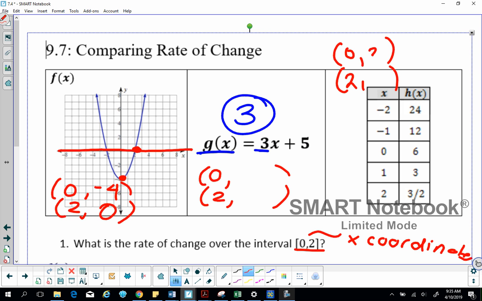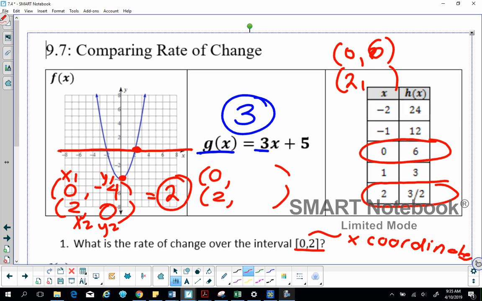Tyreek, what did you end up getting when you plugged it in the slope formula? 2. Did everyone get that answer when you labeled it and plugged it in? Perfect. So I got 2. Then over here, I find it on the table. So when x is 0, there's the y. What's the y coordinate? 6. And when x is 2, here's the y coordinate, 3 over 2. If I put that in my calculator, it's 1.5.